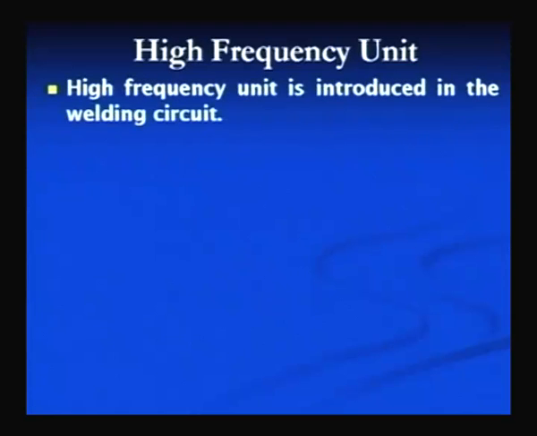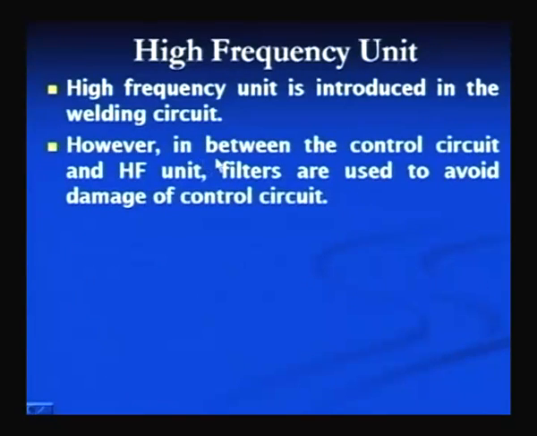The HF unit is introduced in the welding circuit to supply the desired high voltage and high frequency current to ignite the pilot arc. It is introduced in such a way that filters are there between the HF unit and the control circuit, because if the filters are not there, then the HF unit can damage the control circuits. That is why filters are normally introduced between the control circuits and the HF unit, to supply the pulses of high voltage and high frequency current to start the pilot arc, which helps to initiate the main arc.